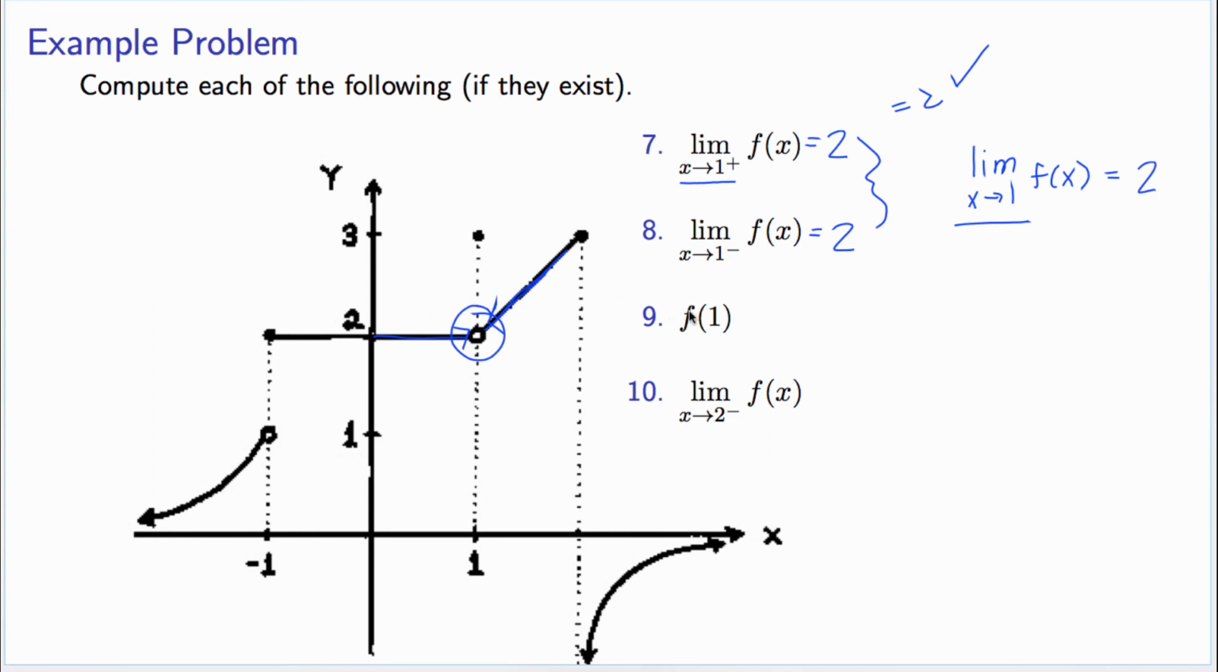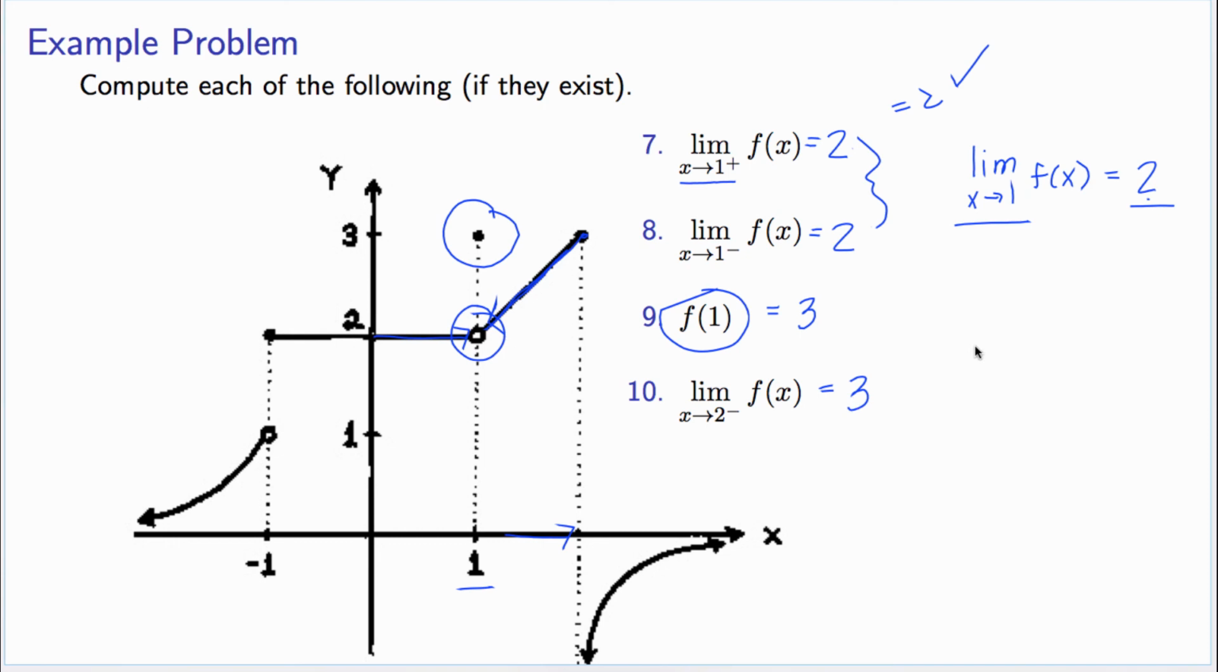Now what is f of 1? This is the value of f of x when x is equal to 1, and this closed circle here tells us that f of 1 is equal to 3. So here the two one-sided limits and the overall limit were equal to 2, whereas the value of the function f of 1 is equal to 3. And now finally for this problem, we're just asked to find the limit as x goes to 2 from the left of f of x. So coming into 2 from the left, values of x that are less than 2, we see that this limit here is equal to 3.